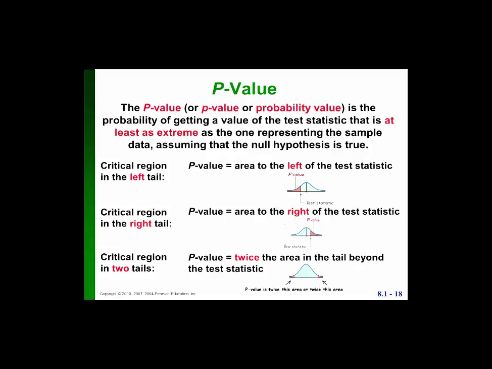Oh, I didn't make this up. The p-value is the probability of getting a value of the test statistic that is at least as extreme as the ones representing the sample data if the null hypothesis is true. What the heck? Let's think about it.